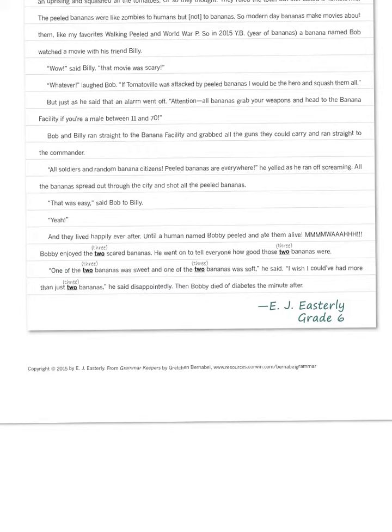Okay, so we'll stop right there. And we see that EJ is writing, and when he gets to the word to, T-W-O, he underlines it to show his teacher that he made a grammatical choice to use that particular word. And then he uses the proof, the word 3, and he puts it in parentheses. And he probably read it to himself to make sure. He says, Bobby enjoyed the 3 scared bananas. He does the same thing over here.